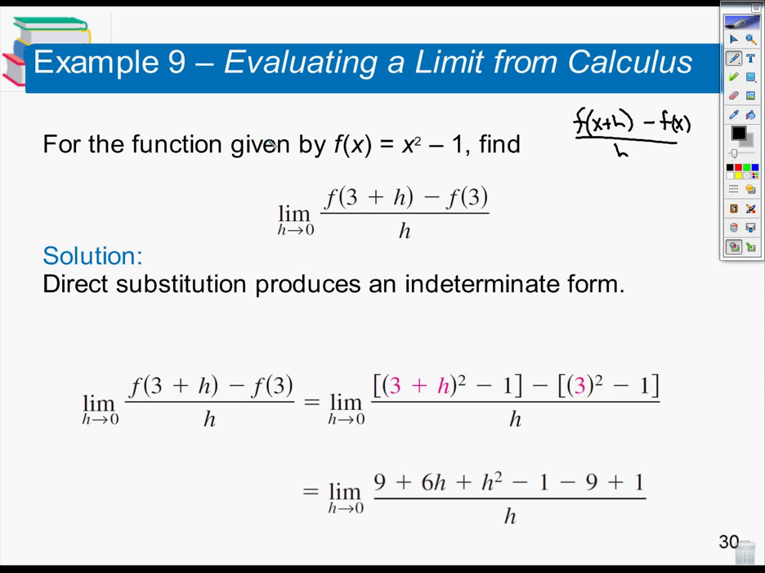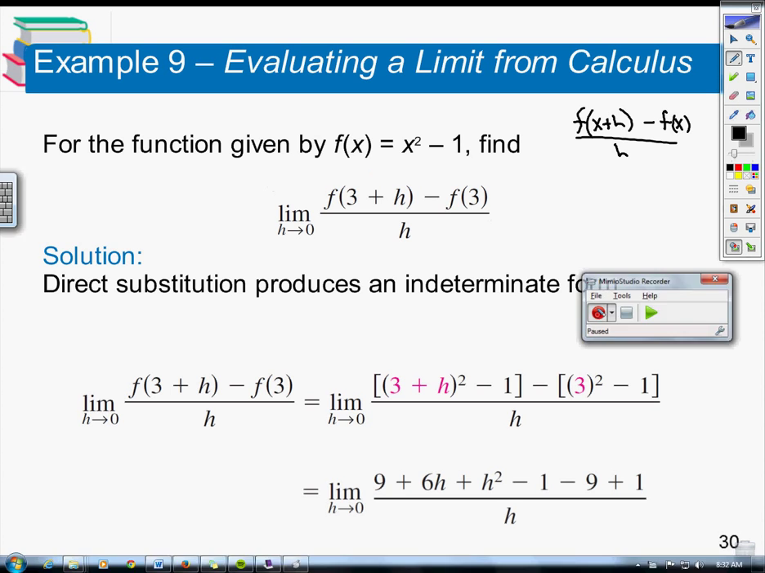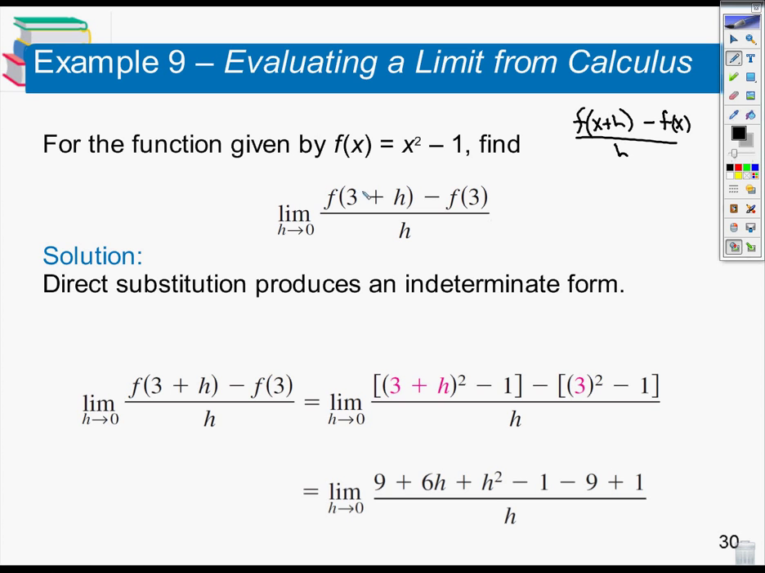So what do I have to do? Now you might be asking yourself, where is this stuff coming from? This is just being given to us. It's saying, this is my equation for f of x, and I want to find the limit as h approaches 0 of f of 3 plus h minus f of 3 over h. So this is given. Don't necessarily worry about where this 3 came from. What we want to do is try to evaluate. Okay, so this is where we're starting.